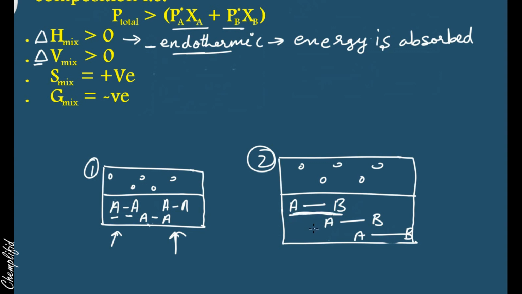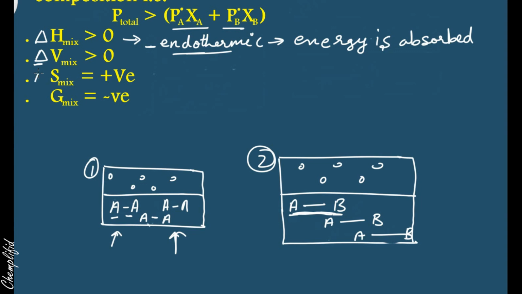Even if the change in volume is very little, still the change is there, and a positive change because the volume increases. That's why delta V, or change in volume while mixing the components A and B, is greater than 0. Remember that. I hope I made you understand why delta H and delta V are greater than 0 in case of non-ideal solution, which shows positive deviation from Raoult's law, right?